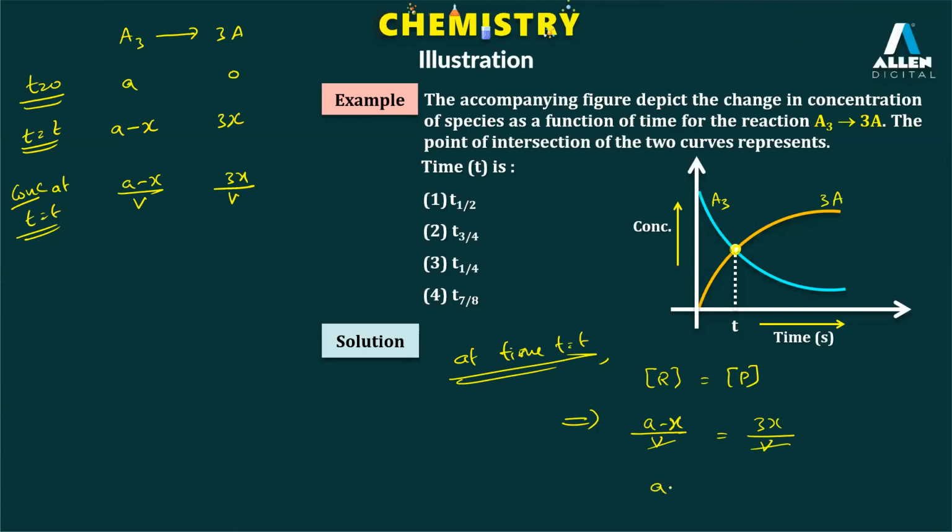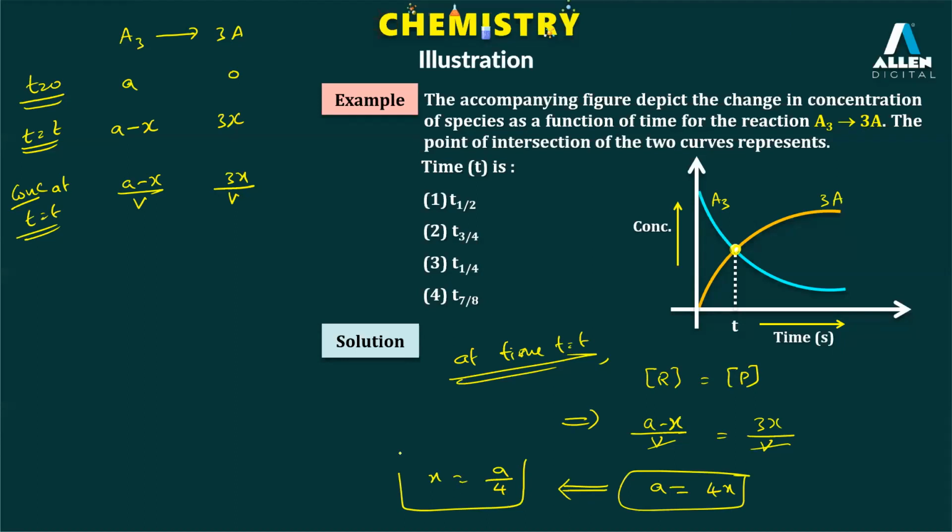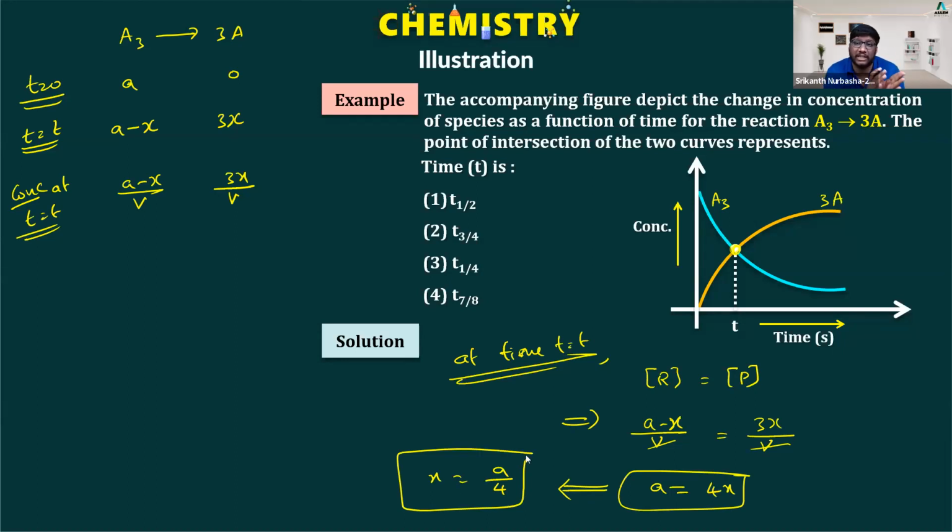So A minus X is equal to 3X, which means A is equal to 4X. From here, can I say X is equal to A by 4? Yes, sir. X is equal to A by 4. What is X? X is the amount of reactant converted to product. Here A means initial number of moles, so 1/4 of the initial number of moles has been converted.